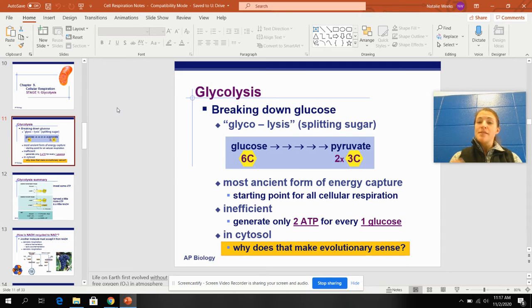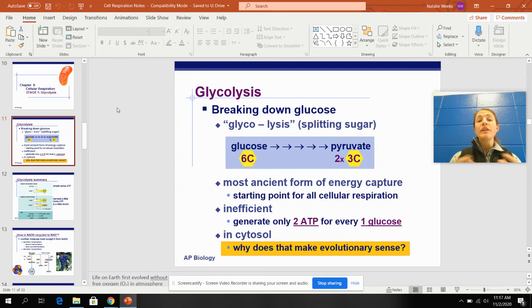So glycolysis, once again, that word glycolysis is sugar splitting. This happens in the cytosol of our cells. So it does not happen in the mitochondria yet. We're not even headed in the mitochondria. It's not even a gleam in our eye at this point.